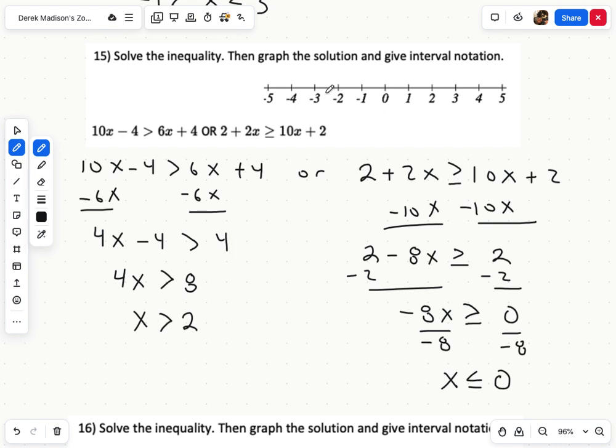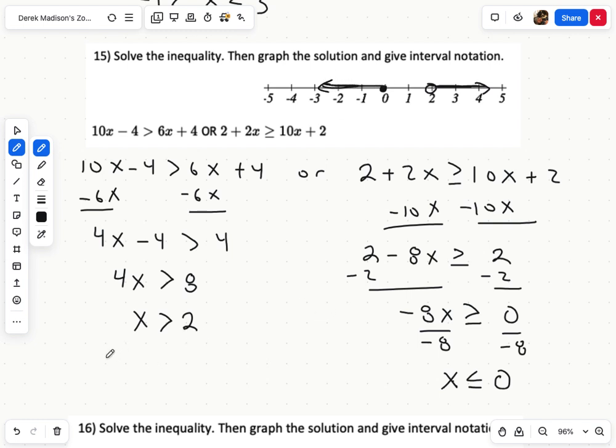So coming back to our number line, x's are greater than 2, so that would be an open dot. And again, you can think of the arrow on the graph kind of going the same way as the inequality, if that helps. So there's our x's that are greater than 2. And then here, x's are less than or equal to 0. So I want to use a solid dot there.